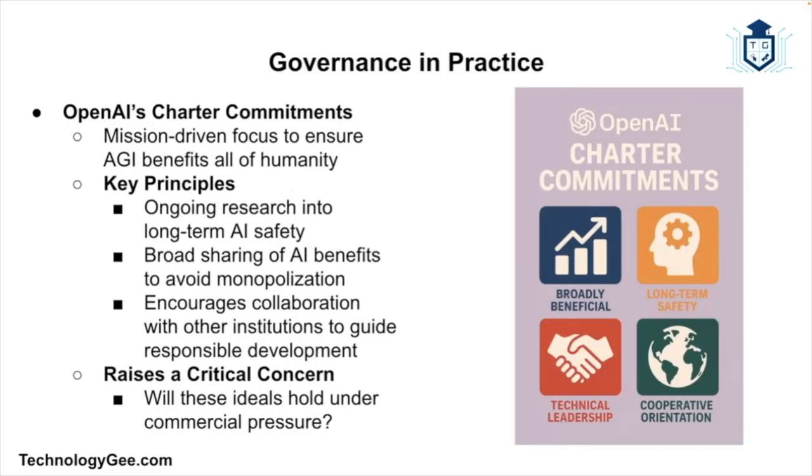So OpenAI, which is the creator of ChatGPT, publicly commits to ensuring that AGI, or artificial general intelligence, benefits all of humanity. They emphasize long-term safety research, broad dissemination of benefits, and cooperation with other institutions. Now, whether or not any of these companies are going to stick to these principles as commercial pressures rise, well, all of that remains to be seen.